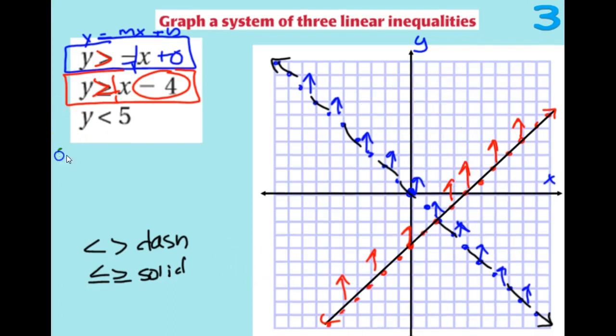So this last one, we are going to cross the y-axis at 5. So here's y, here's 1, 2, 3, 4, 5. We're crossing, we're going through from left to right, and this way. So this does not have the equal to, so this is also a dashed line. And then we need to shade like an L less than, which would be below this line.